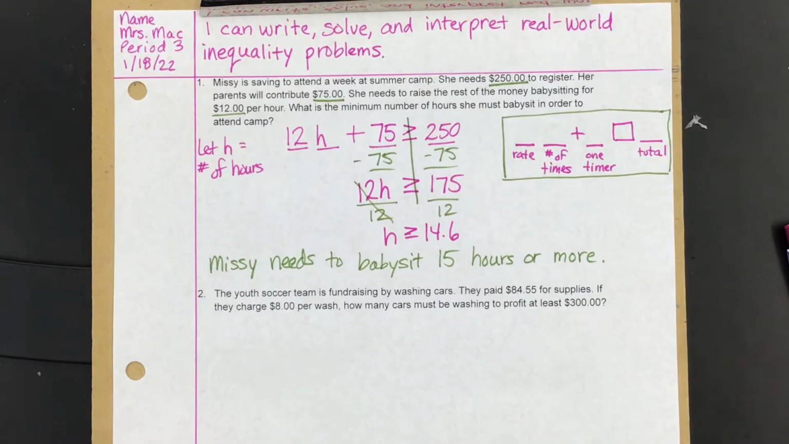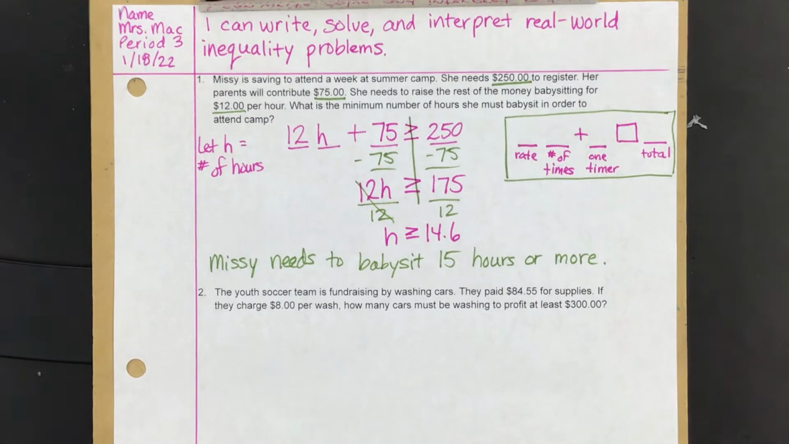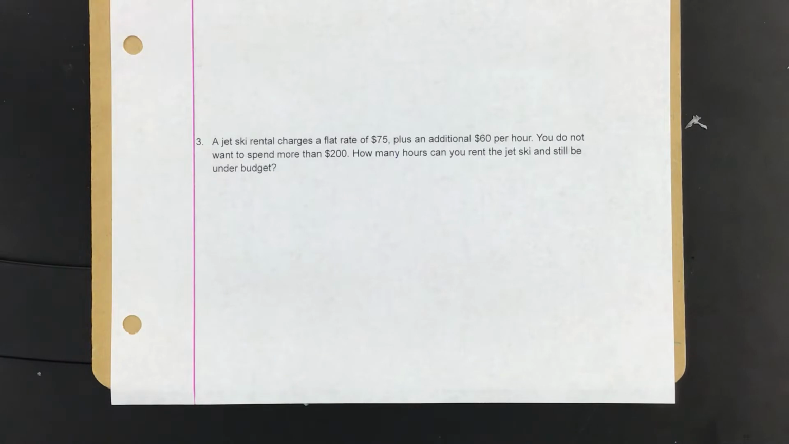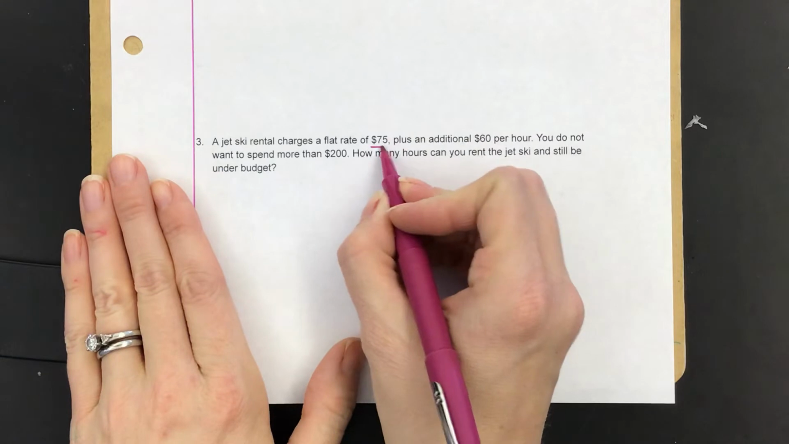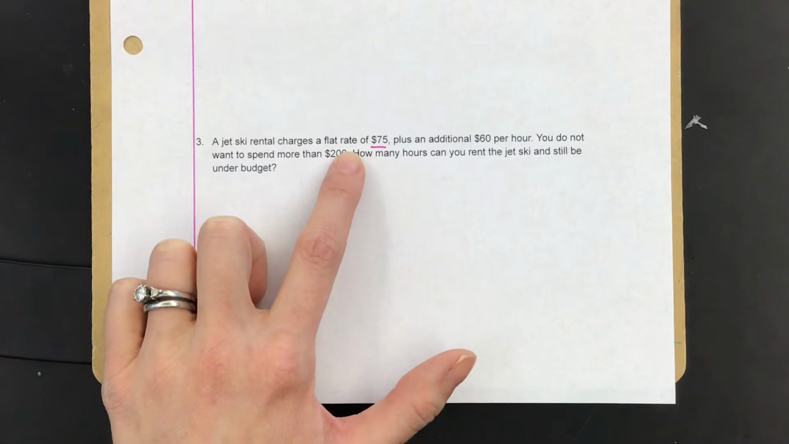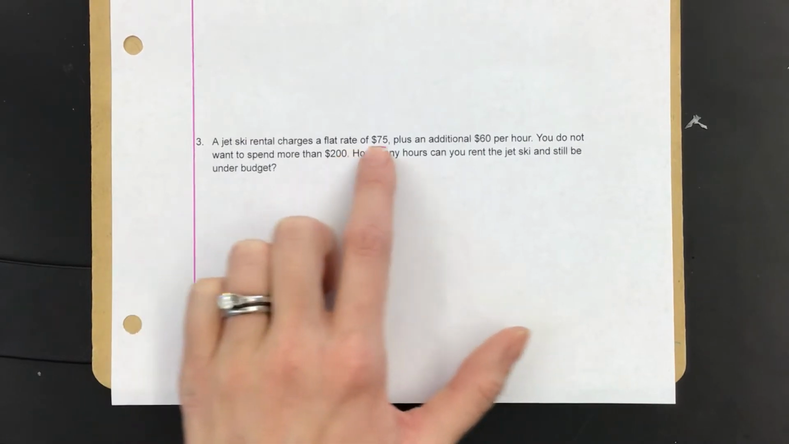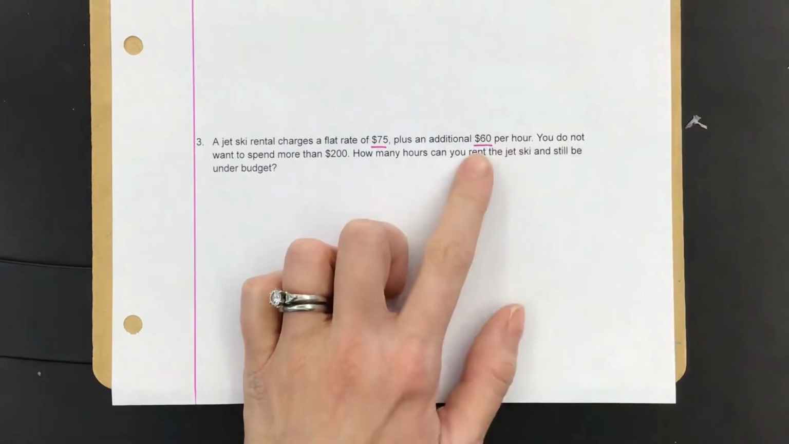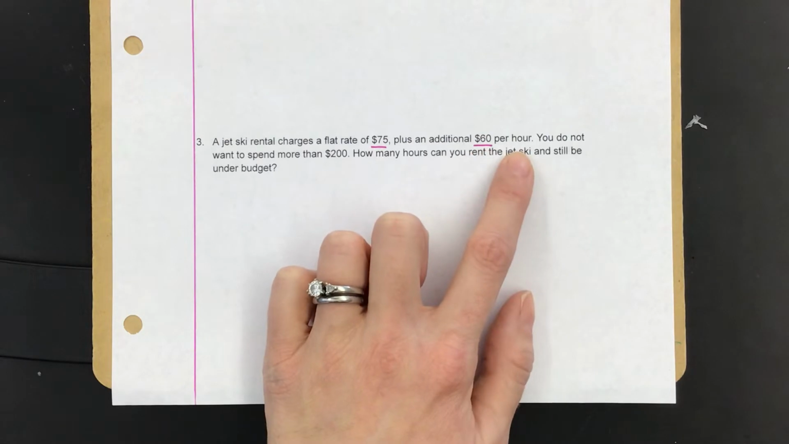We're going to skip number 2 for a moment and skip to 3 because 2 is a little different. So I want to do 3 first, and then if we have time, we can go back and do number 2. So I'm going to scooch this up. Okay. A jet ski rental charges a flat rate of $75. Where it says flat rate, that's the same thing as just saying that it's a one-time fee, okay? Plus an additional $60 per hour. We know that's going to be the rate because it's happening every hour.